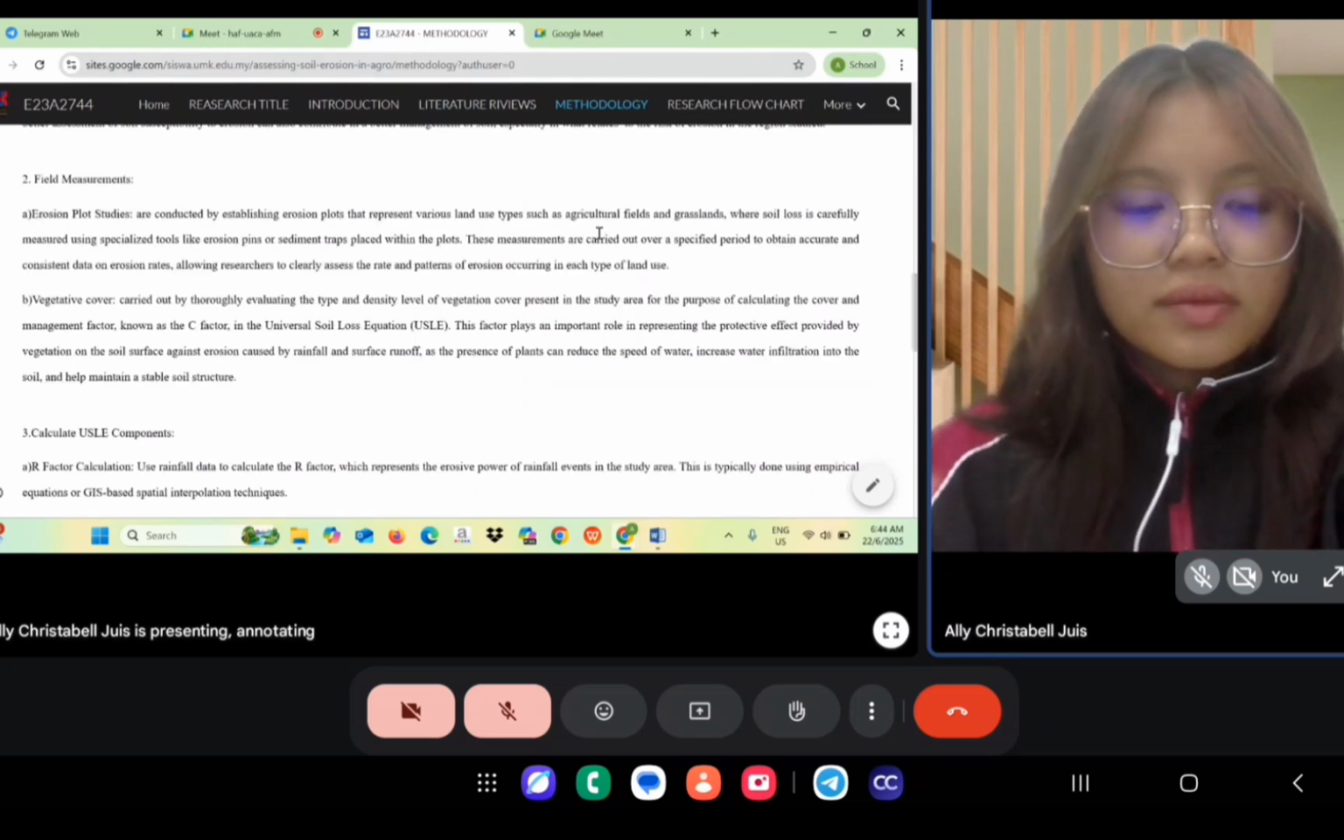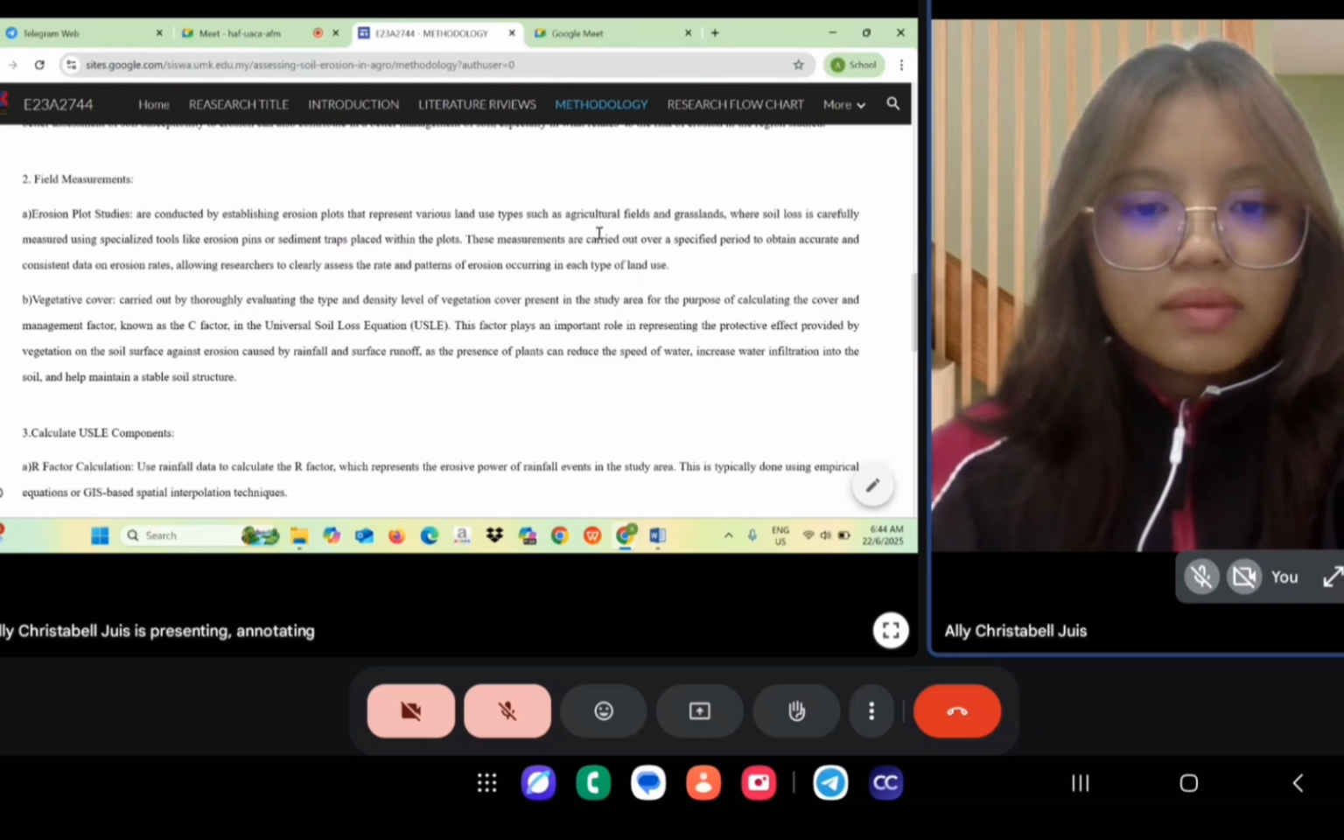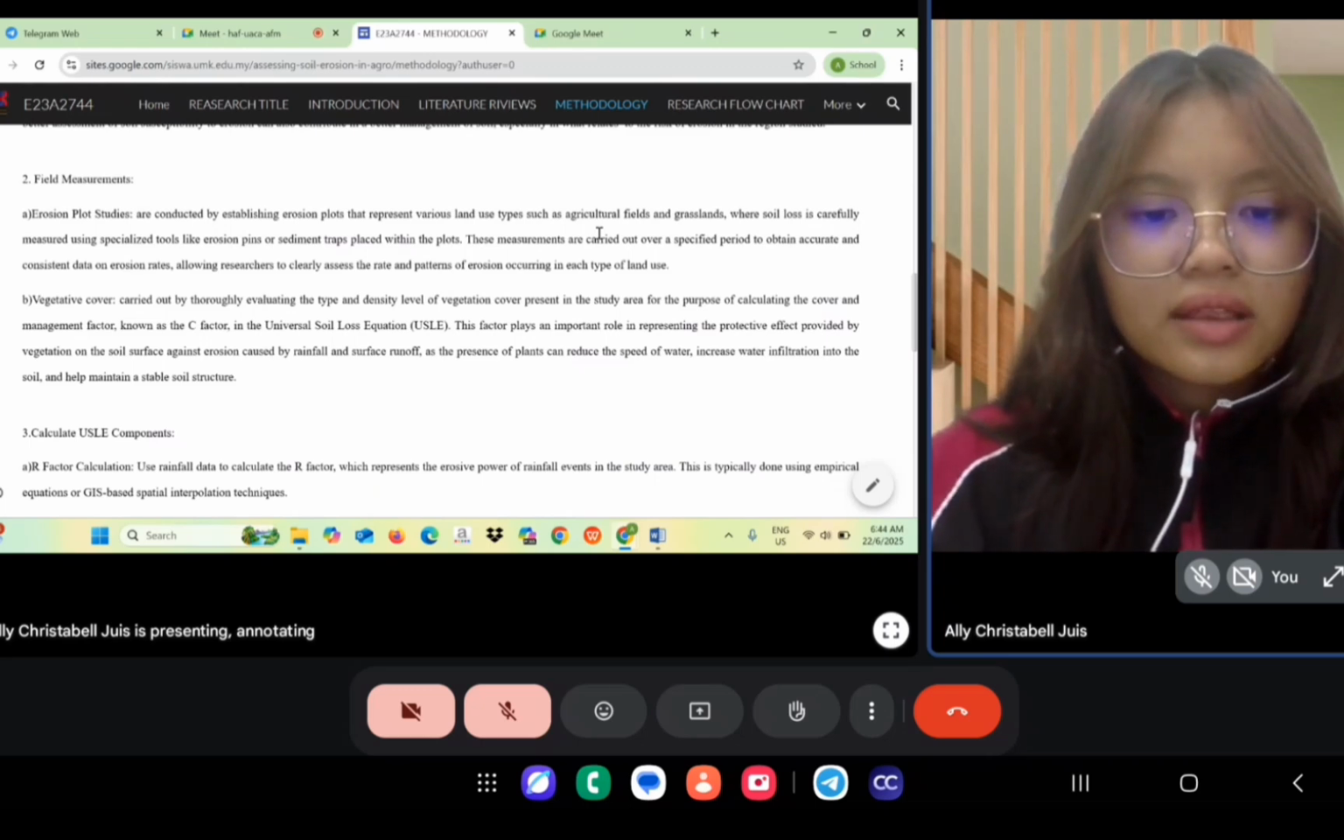Second, field measurement. Erosion plots, tools like erosion pins or sediment traps measure soil loss. Vegetative cover data is collected to calculate the C factor based on plant density and type.